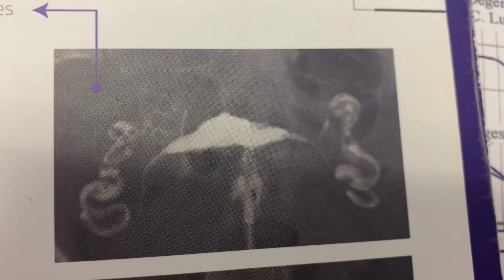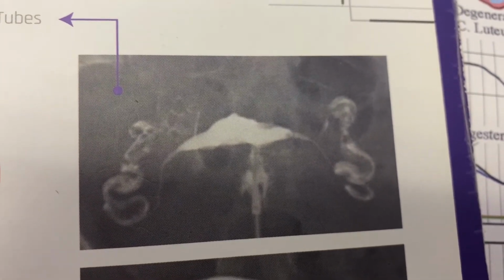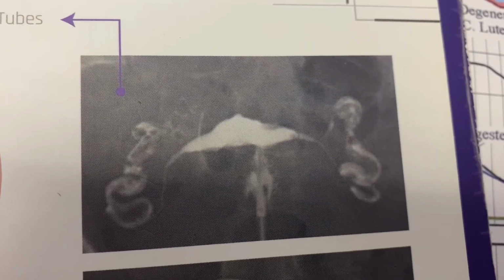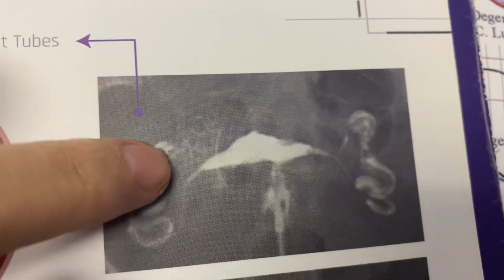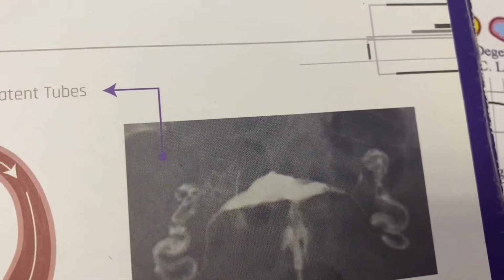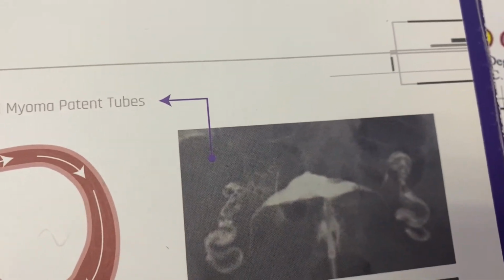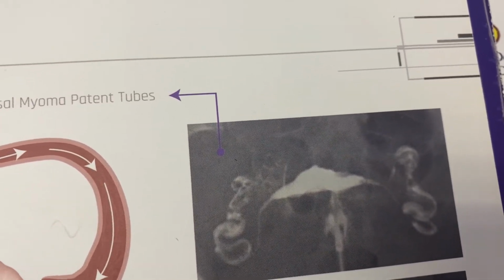So here you can see an example of a normal HSG. So the big triangle that's very bright and white in the middle is the uterus. What you can see here is a little tube, and this is where the dye is all spilling out. Same as on this side. Little tube, dye spilling out. That would be considered a normal HSG.